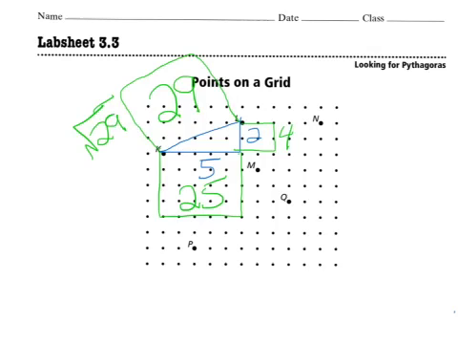This relationship between the squares of the legs and the square of the hypotenuse of a right triangle is called the Pythagorean theorem. And if we call the short sides of the triangle the legs A and B, and the long side C, the hypotenuse, then we've discovered that A squared plus B squared equals C squared.